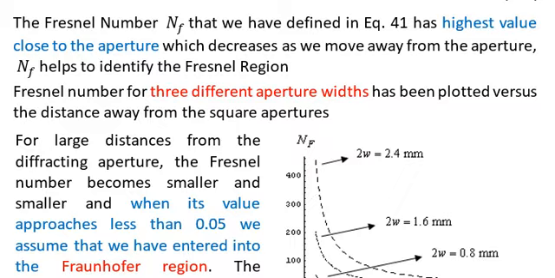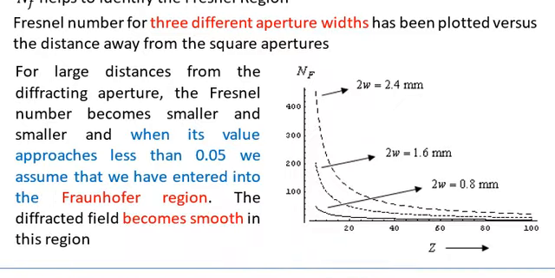The Fresnel number for 3 different aperture widths has been plotted versus distance from the square aperture. Look at this figure. On the horizontal axis we have the plot of capital Z values going from 0 in intervals of 20, 40, 60, 80 and 100. These values are in millimeters, and we have plotted NF, the Fresnel number, on the vertical axis, labeled 100, 200, 300 and 400.